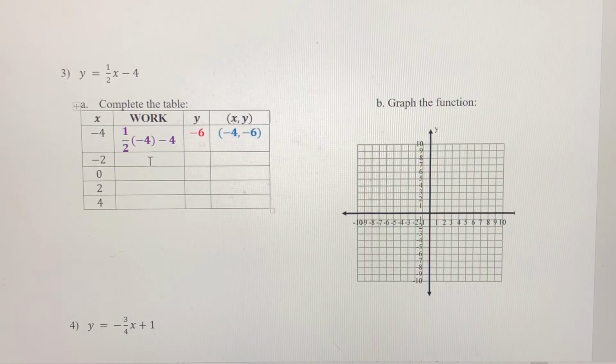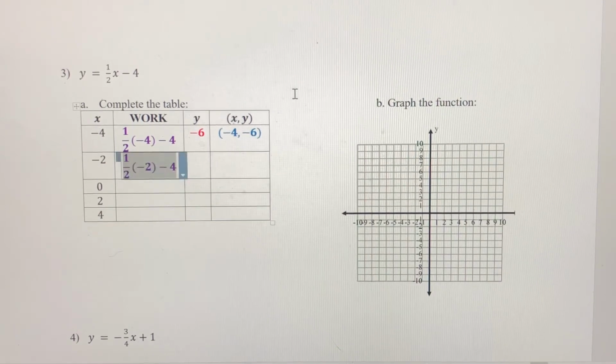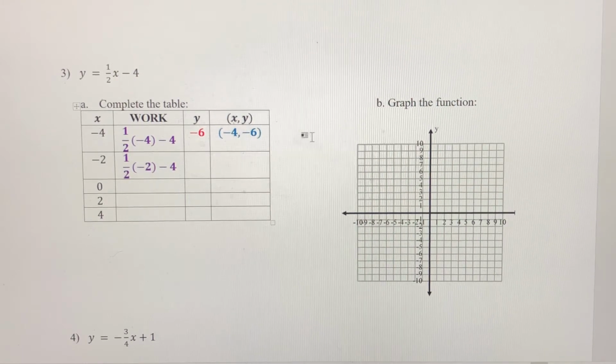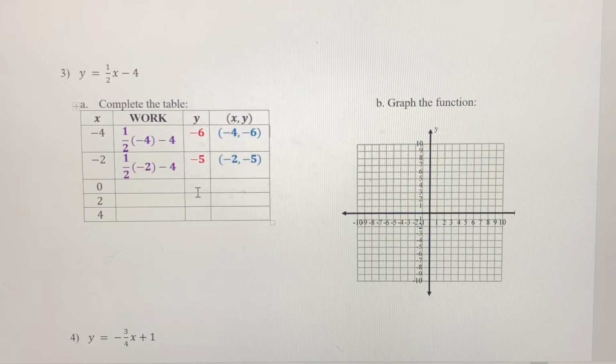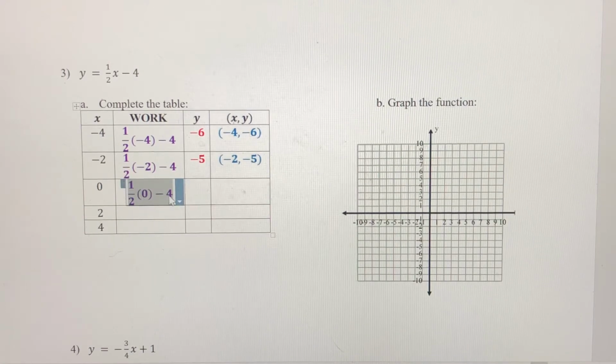Let's finish the table of values. Let's plug in -2. So half of -2 is -1. -1 minus 4 is -5, which gives me an ordered pair of -2, -5. All right, so again, notice because I'm using these multiples of 2, my y values are all integers. Makes it a little bit easier to graph. Okay, let's plug in 0. Half of 0 is 0, minus 4 is -4. So that gives me 0, -4.